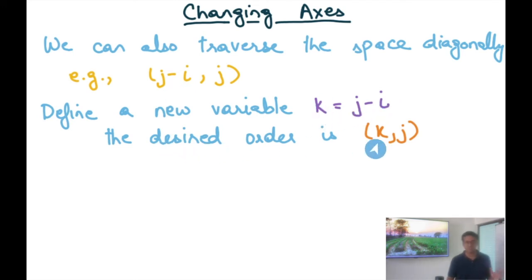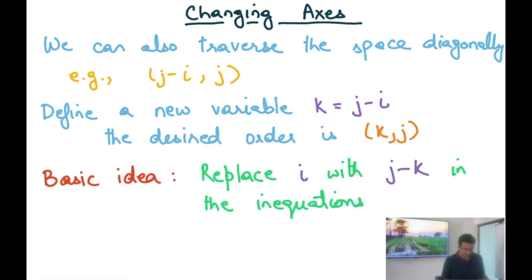And now the desired order is nothing but k comma j, and now I rewrite all my inequations in terms of k and not in terms of I. Notice that there is no I here, and so I can eliminate I by saying I equals j minus k. So the basic idea is that I will replace I with j minus k in the inequations. I'll get a new set of inequations, and I'm going to use the same algorithm, the Fourier-Motzkin method, to identify the lower and upper bounds for both k and j. Notice in this case I want j to be the inner index and k to be the outer index.